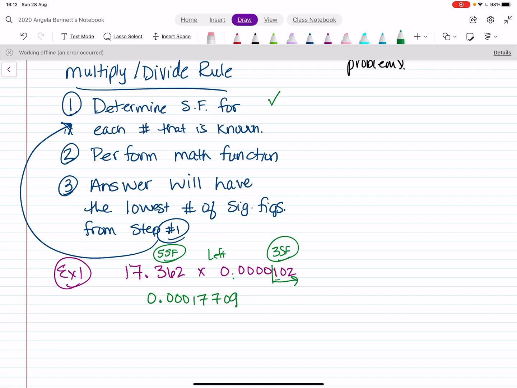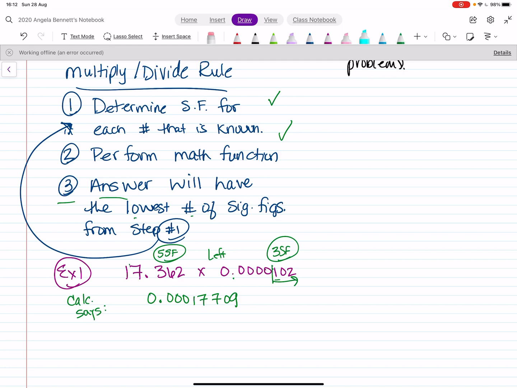17709. This is what my calculator says. I have no idea what your math teacher tells you to do with this. They may specify so many decimal places or something like that. But for you, in chemistry, you have to figure out what you need to do by looking at step number 3. So your answer will have the lowest number of sig figs from step number 1.